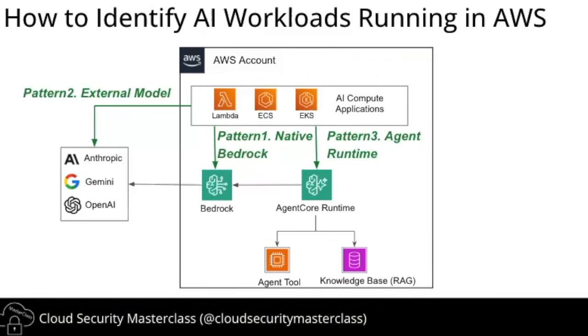So in this video, I'll walk through 3 common AI deployment patterns that I built inside AWS. Each one leaves a completely different forensic trail. For each one of these patterns, I'll show you the evidence you can use for detection, which AWS logs to look at, and how to attribute AI activity back to the originating workload. So let's jump into the first demo.